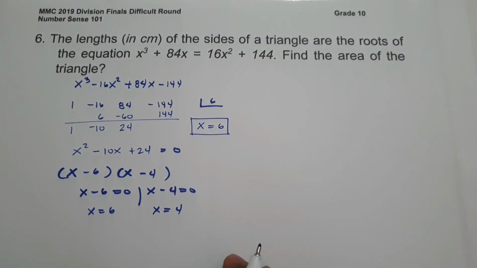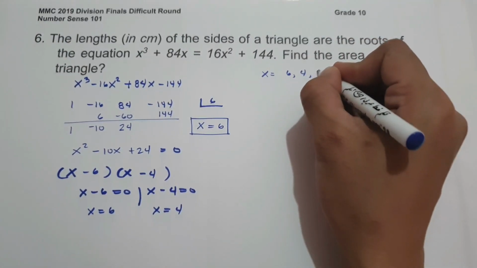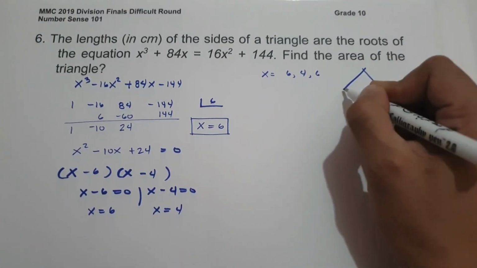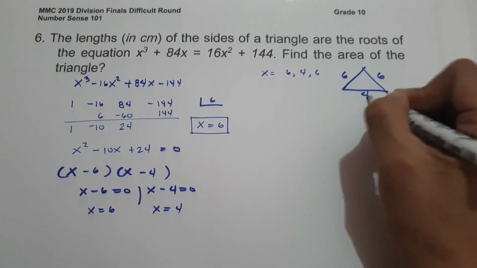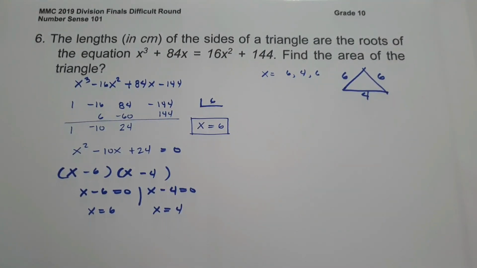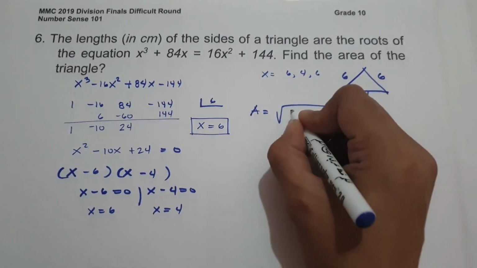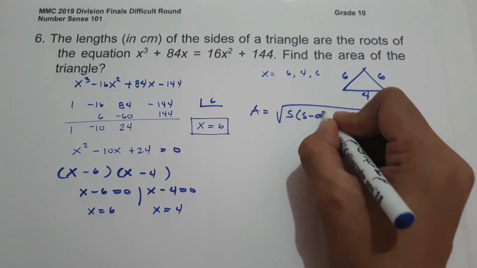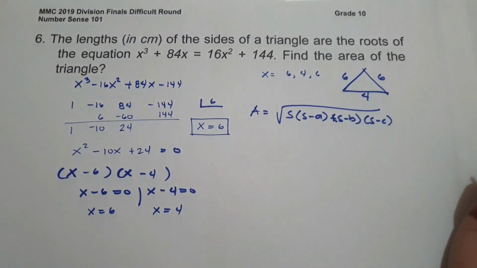So if we are going to illustrate this one, since x equals 6, 4, and 6, we are going to form an isosceles triangle. So 6, 6, and 4. So the question is, we are going to find the area of the triangle. To find the area of the triangle, we are going to use Heron's formula. So the area equals square root of s times s minus a times s minus b times s minus c. So let us find first the value of s.